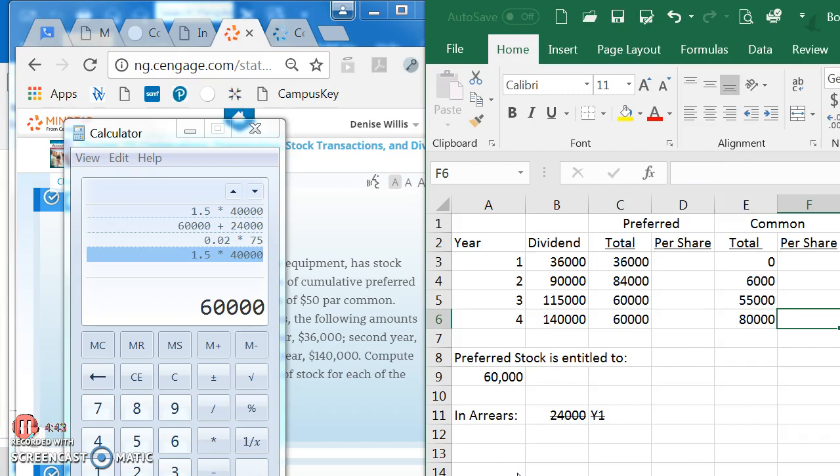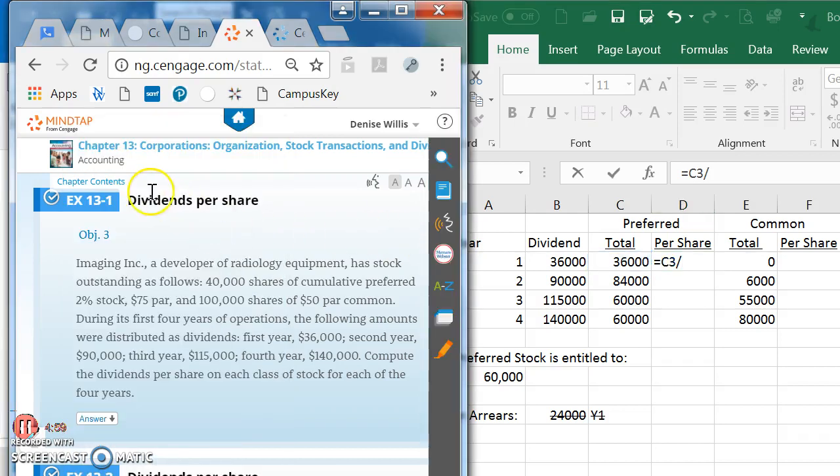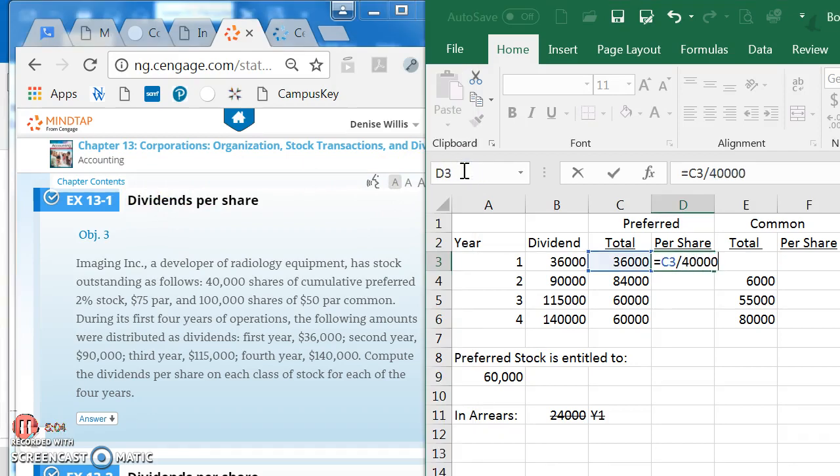So now we have all the totals. Now that's not what Cengage is going to ask for. They want the per share amount, but you need to get the total before you get the per share. Okay, so now let's take our total. Okay, this equals that. We're going to divide it by the number of shares that we have. If you come back over here again, we see there are 40,000 shares of cumulative preferred stock. So we get 0.9 in year 1. We'll copy this down. This 84,000 divided by 40,000 gives you 2.1. The 60,000 divided by 40,000 is 1.5, and of course it will be the same in this year as well.